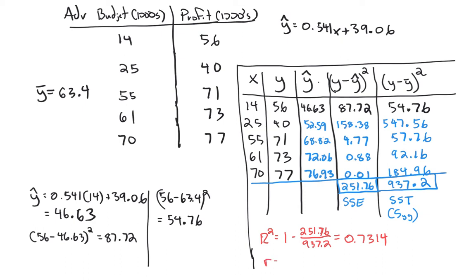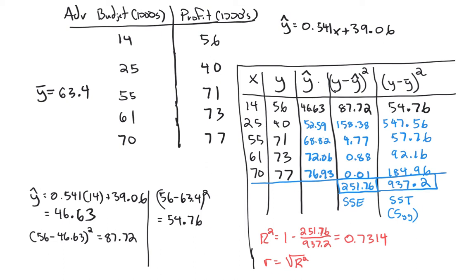And then our r is going to be the square root of r squared, and it's going to have the same sign as the slope of our regression line, and the slope here is 0.541. So that's saying that for each extra $1,000 we spent in advertising, we expected an extra about $0.541,000, so $541 worth of profit.